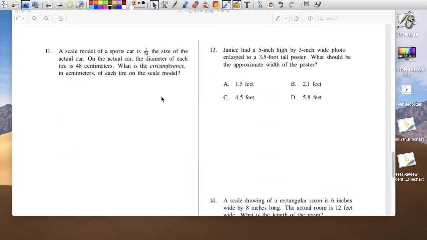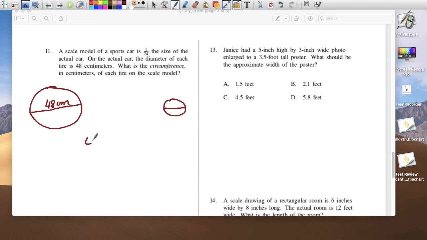11. A scale model of a sports car is 1/24 the size of the actual car, and the actual car has a tire diameter. So this is the real car, the real tire, and the diameter is 48 centimeters. Obviously I can't draw a 48 centimeter tire, so just pretend this is the real one. So this one, the model that you bought at the gas station for your little cousin or nephew or little brother, it's 1/24 of that, right?